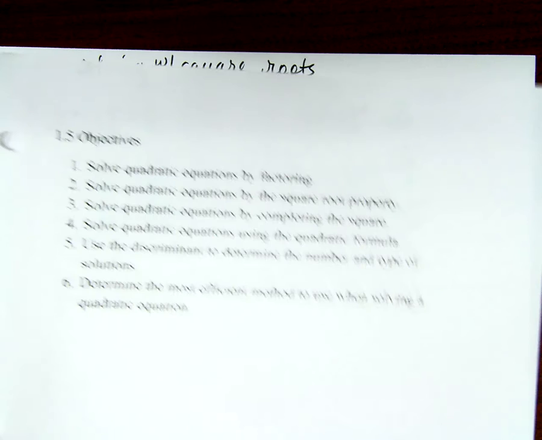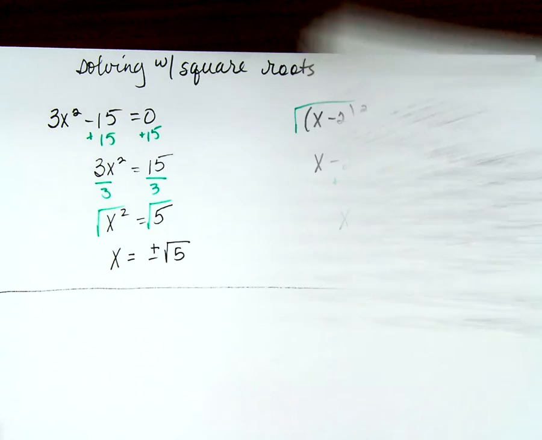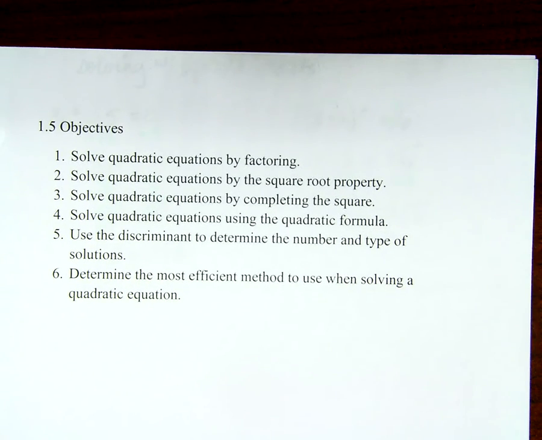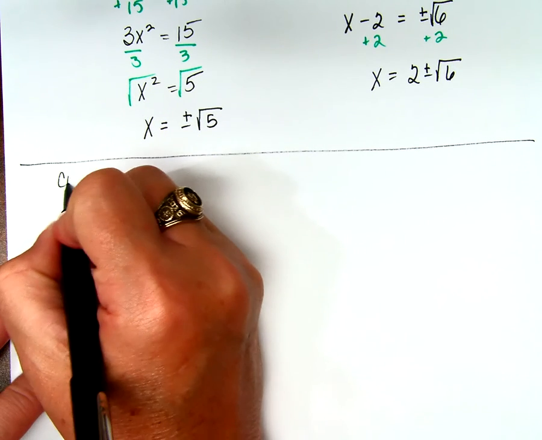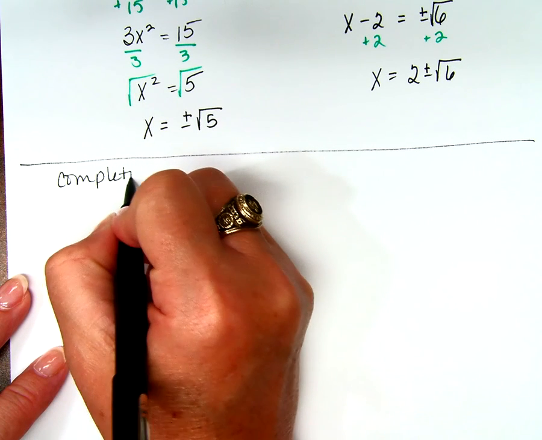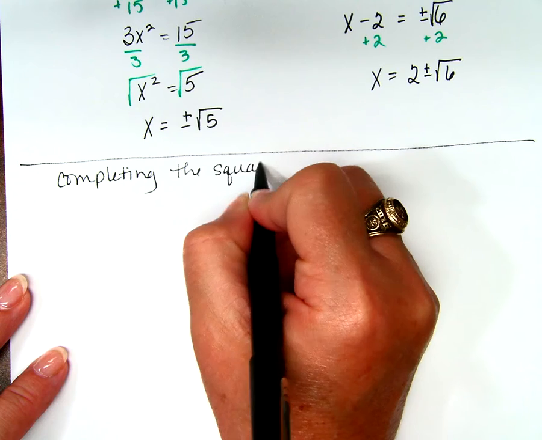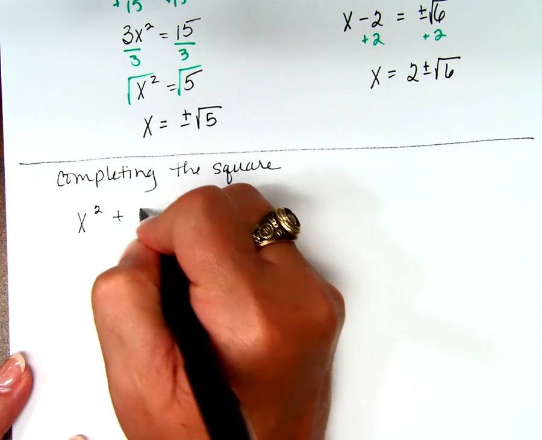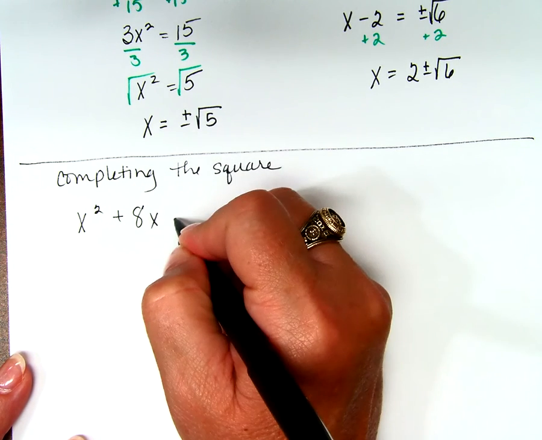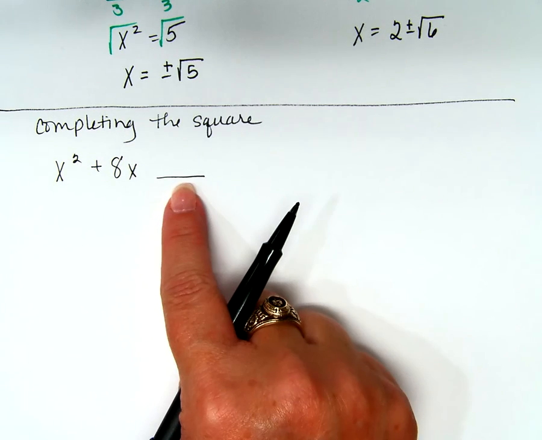So how do you feel about solving quadratics with the square root property? Good? Okay. So next, solve quadratics by completing the square. X squared. Let's practice completing the square first before we practice solving. Is that okay with you? What goes in the blank? Do you remember how to do this?